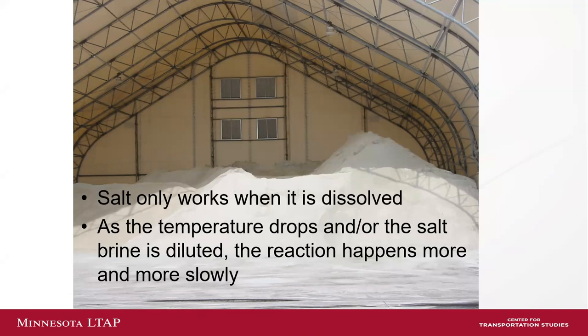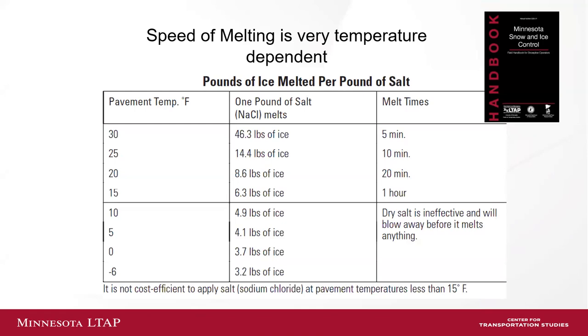So this slide is actually taken from our snow and ice control handbook. And it illustrates how much ice can be melted by salt. So at a pavement temperature of 30 degrees, 1 pound of salt, which is about the equivalent of a big coffee mug full of salt, will melt 46.3 pounds of ice in 5 minutes. So it happens really fast and a lot of ice can be melted.